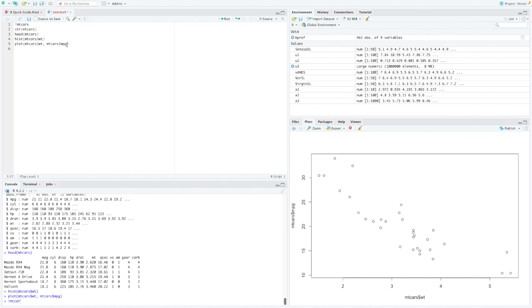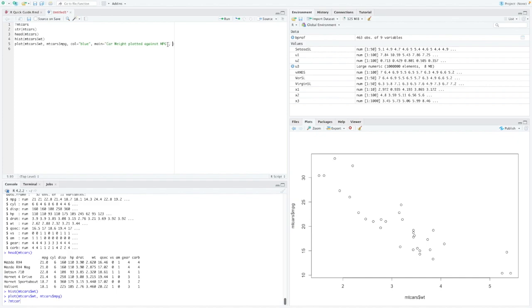And I could go ahead and make this really nice. I could make it blue. Why not? Very fancy. I could give it a title: car weight. Did I spell weight wrong? I did. Car weight plotted against MPG, miles per gallon.